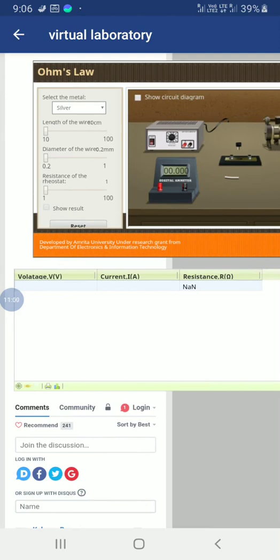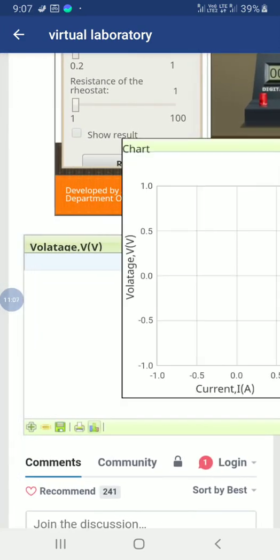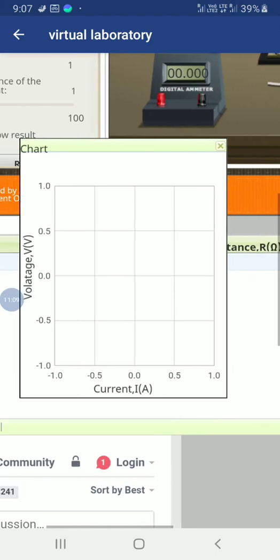Now I have deleted that entire experiment, but if you have that value, you just click this button, you will see the graph. According to your voltage and current, the graph will look like this. So you need to draw this graph also.